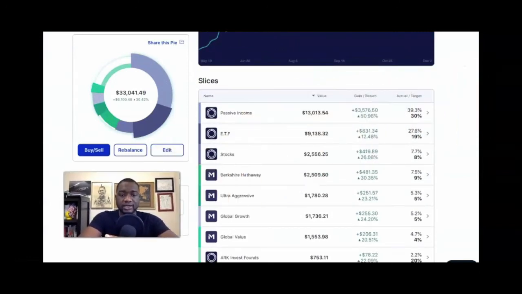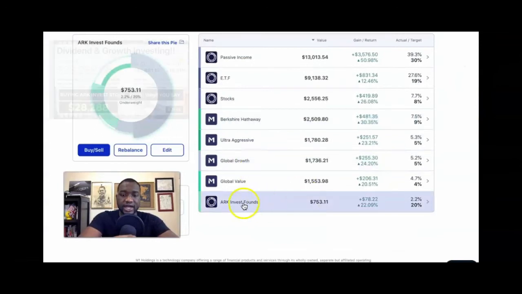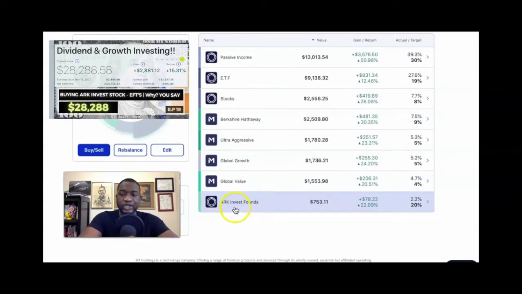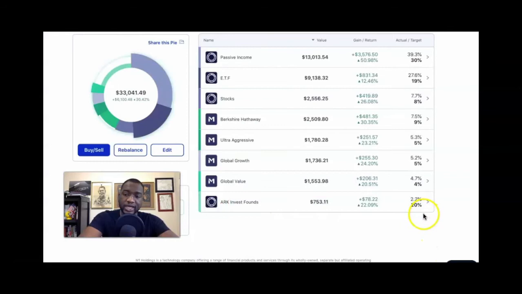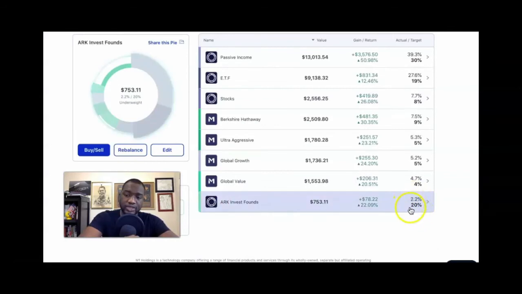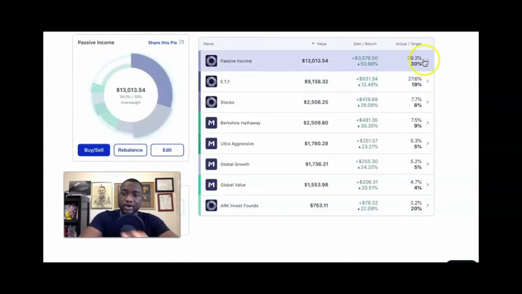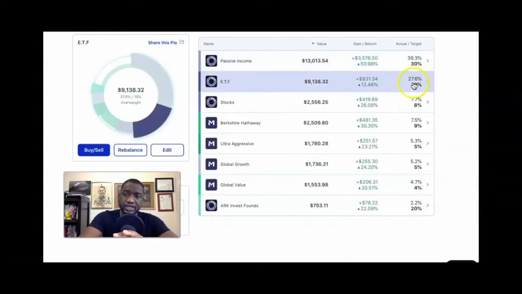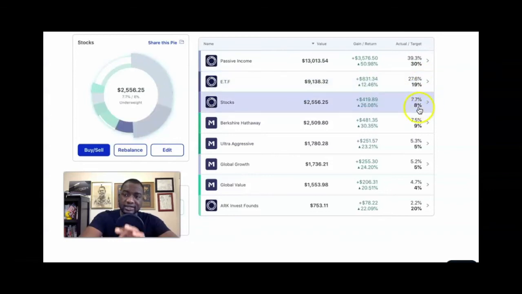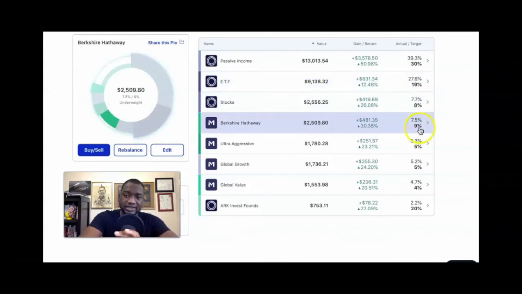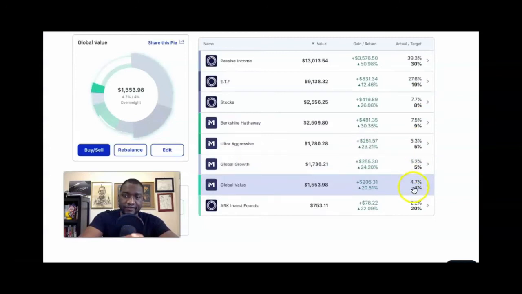So recently I added ARK Invest to the portfolio, and I allocated 20% into ARK Invest, right? So if you look at all these other ones, you see that this right here is a 30% allocation. This right here is 19. This is 8. This is 9, 5, 5, and 4.